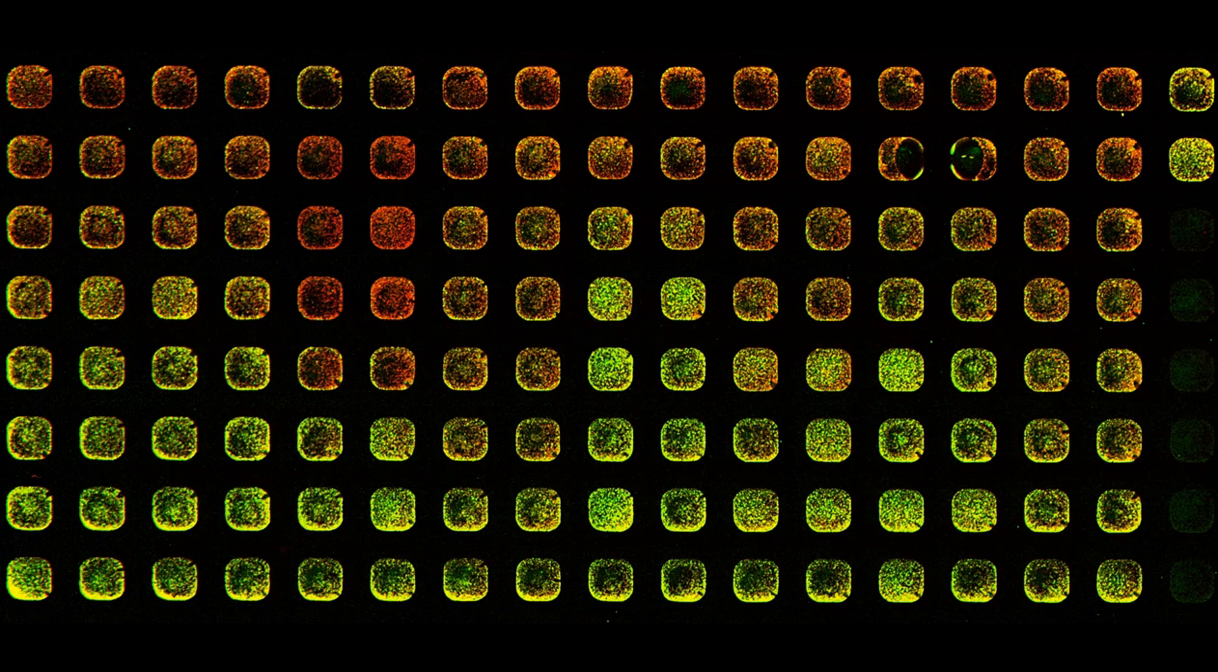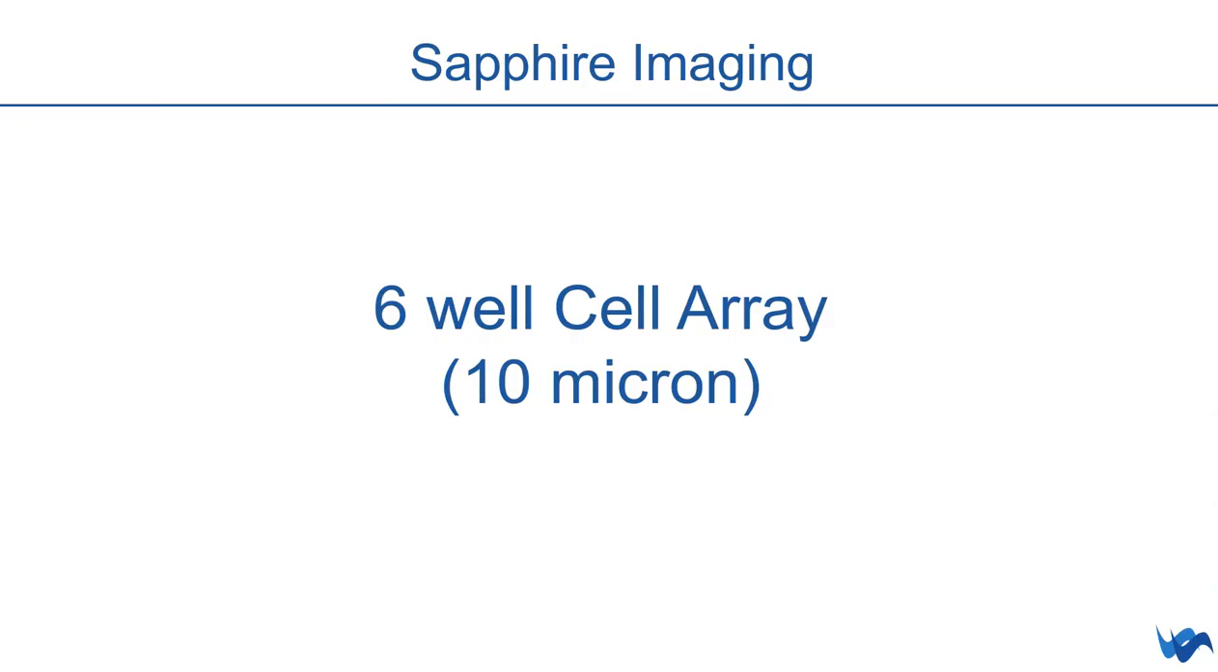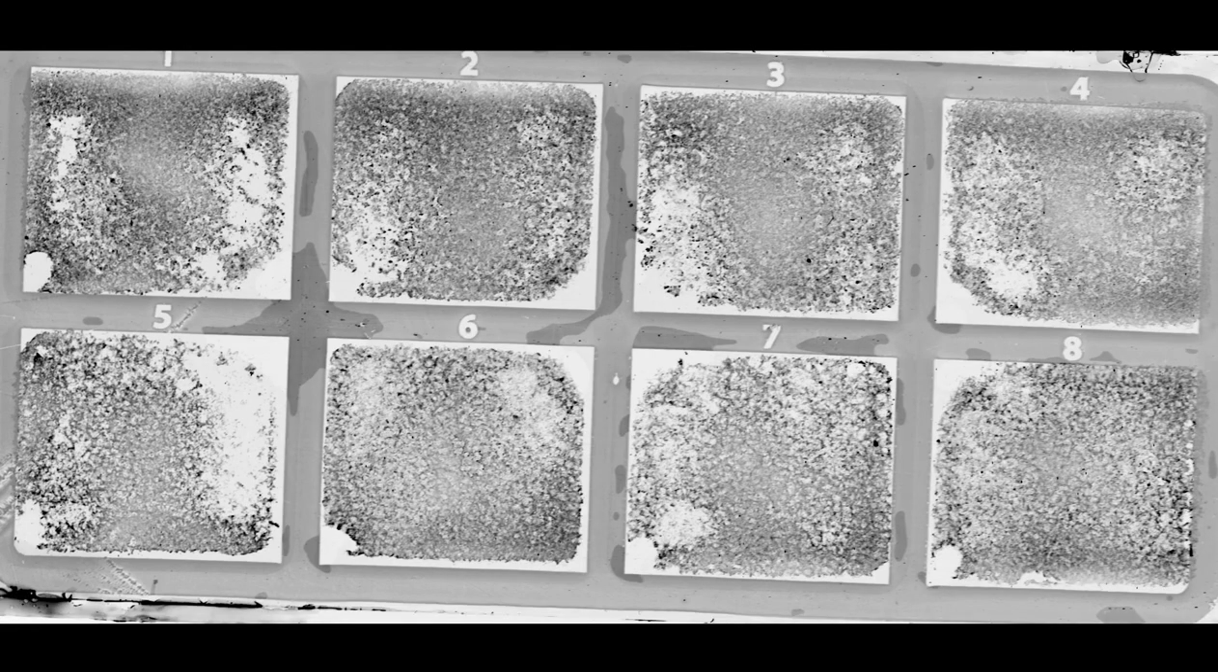And also here in our analysis software, we can put a grid around these squares, and then you will get a readout of the intensity of each channel at the end. And you can do the quantification. And here at the end, I would like to show you a 6-well cell array. This, of course, is a bigger format, but we scanned here also with 10 micron resolution, so full resolution.